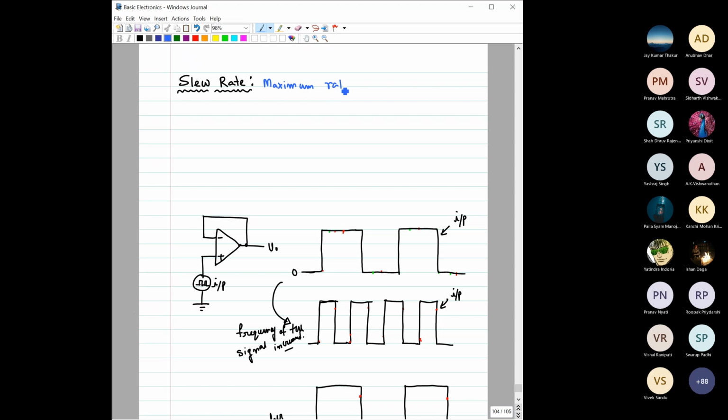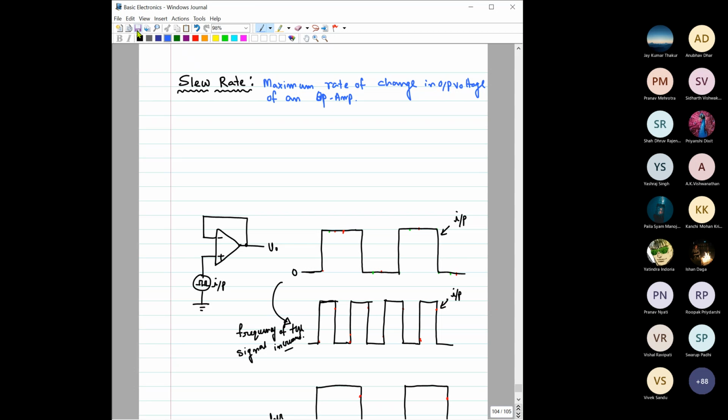maximum rate of change in output voltage of an op-amp, right? So slew rate is defined as the maximum rate of change of output voltage of an op-amp.